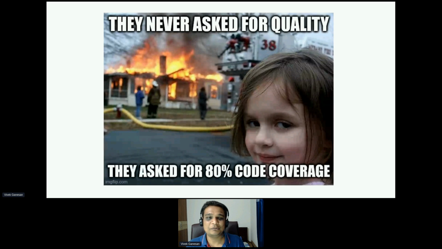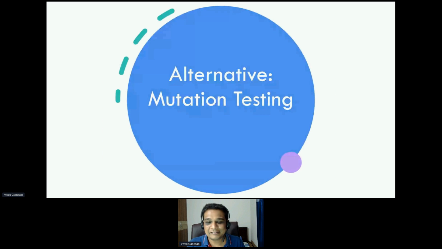Now, what is the solution? The solution is something called mutation testing, and I'll explain that to you. This is the most often used method to make sure that your tests, particularly unit tests, are of good quality or not. That is going to be decided by something called mutation testing. So I'll explain that to you now.